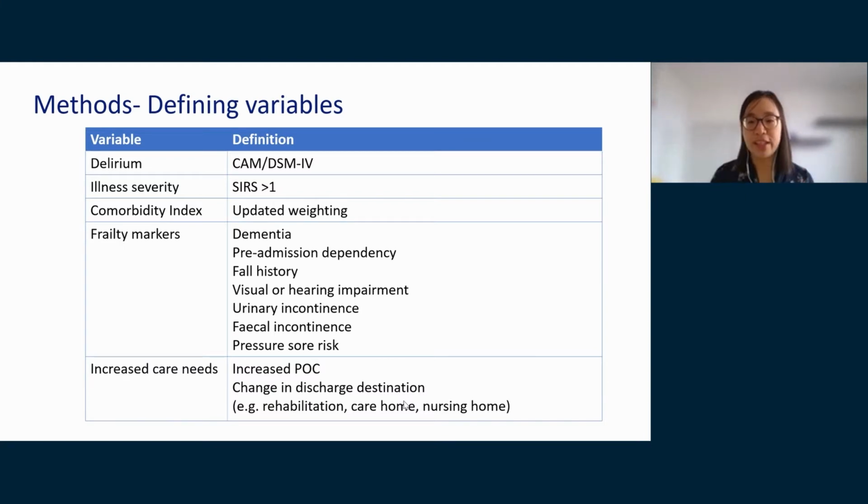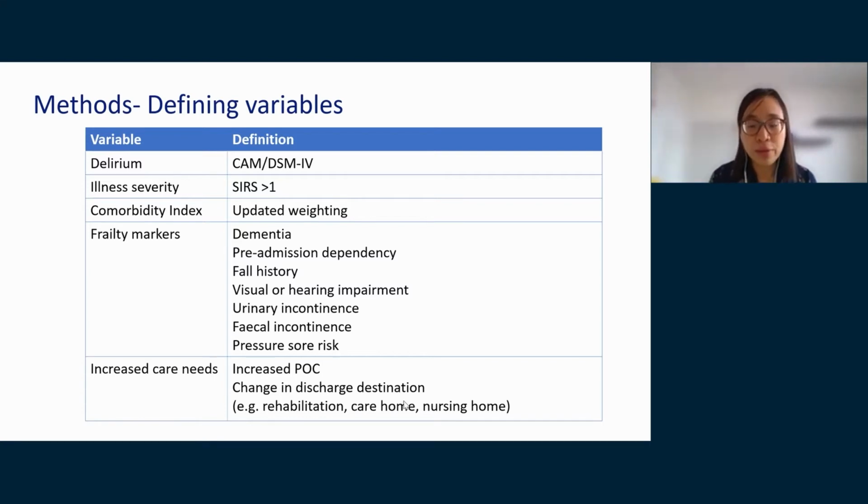So in terms of defining the variables, in our study, delirium diagnosis was made prospectively by geriatric consultants using the confusion assessment method. So in our hospital in Oxford, we run a firm-based acute medical take with continuity in care from the consultant to ensure robustness of the diagnosis.